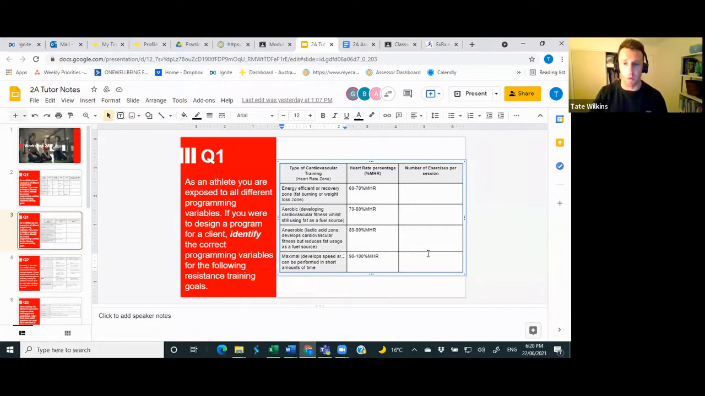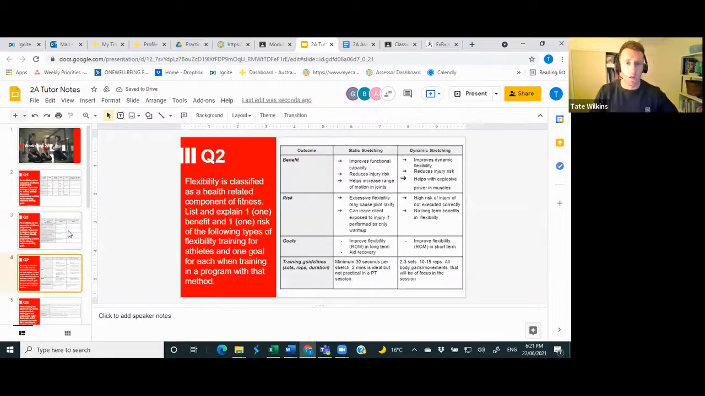Don't worry about the column here, the number of exercises. Leave that blank, because I think it's a little bit subjective. I mean, you might do one run for half an hour and that's one exercise, or you might do 20 shuttles. So leave that column blank, if that makes sense.